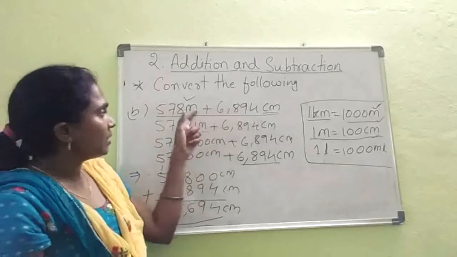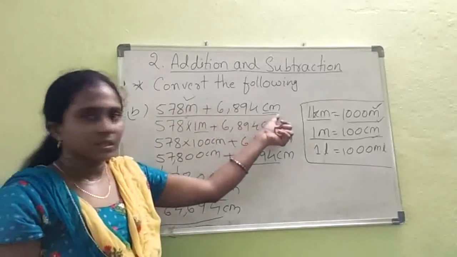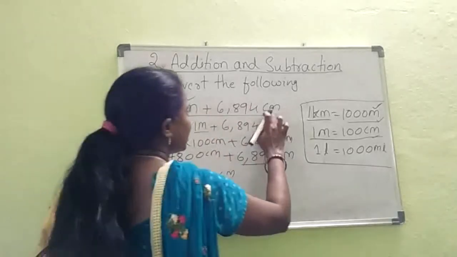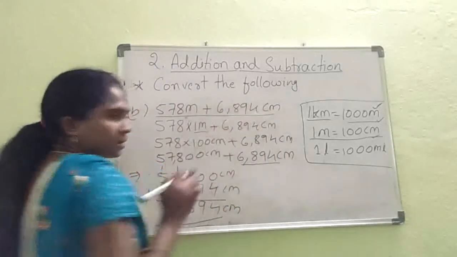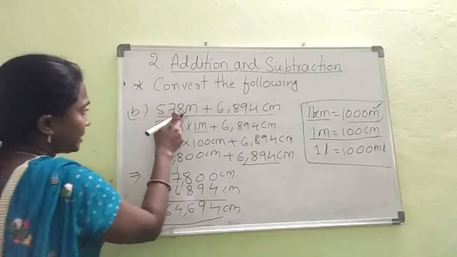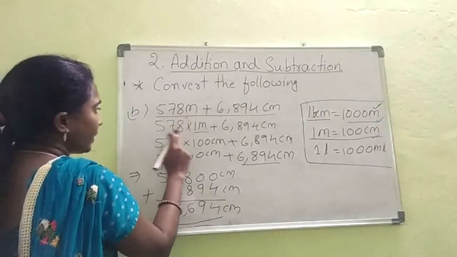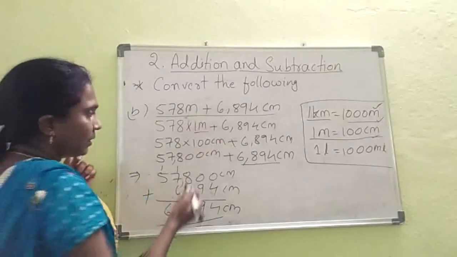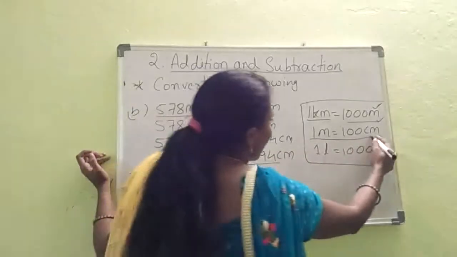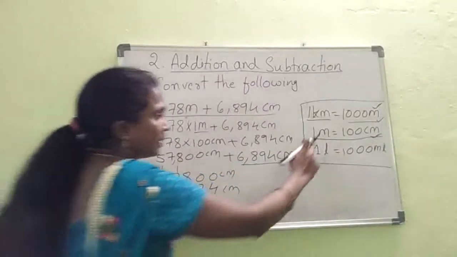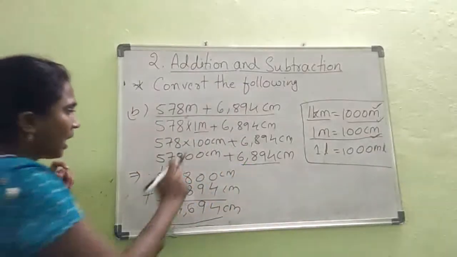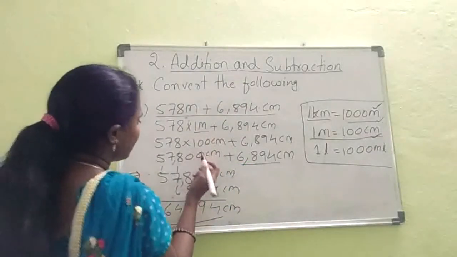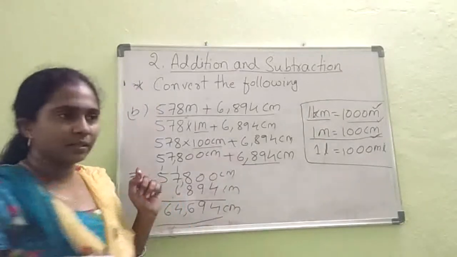So first we need to convert this meters into centimeter. Why? Because another number is in centimeter, that's why we are converting meters into the centimeters. Just 578, I written 578 into 1 meter. In place of 1 meter, what is the value we have in terms of centimeter? That is 1 meter equals to 100 centimeters. I written in 1 meter place instead the value, that is 100 centimeter.